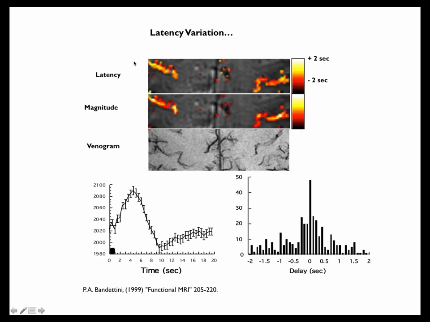Once again, this is simultaneous, bilateral finger tapping. If we were mapping the magnitude, we see the largest magnitude effect where the large veins are right here. This is a dark dot in the venogram where the large vein is. That actually corresponds to where the largest latency is. So the longest latencies are typically there, and the way we actually mapped latency here, you can give a very brief response and still elicit a response.